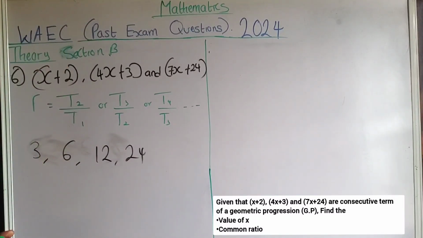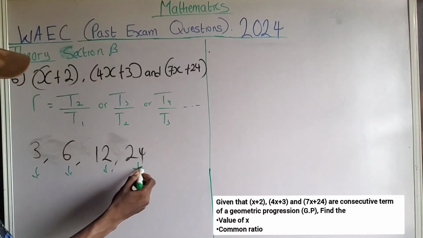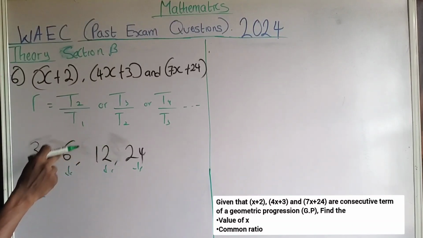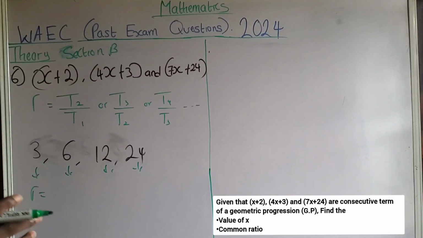The basic definition of a geometric progression is that the terms differ by a constant common ratio. So this is the first term, this is the second term, this is the third term, and this is the fourth term. The common ratio is expressed as the second term divided by the first term, or the third term divided by the second term. Just take the ratio of two successive terms and you are going to obtain your common ratio.